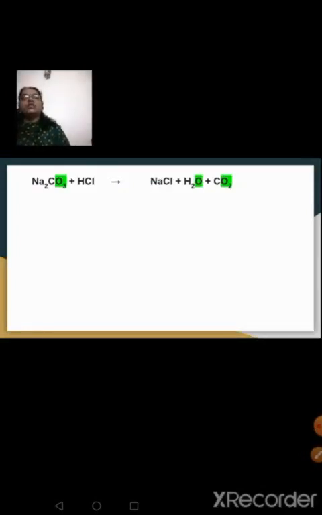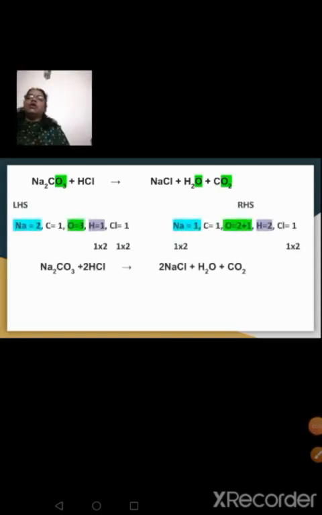First we have to see whether the equation is balanced or unbalanced. What you have to do for that, you have to count the number of atoms of elements that are shown on the left hand side as well as on the right hand side. See here, I have written on the LHS, what are the elements found? You have sodium. In carbonate you have carbon and oxygen, and in hydrochloric acid you have hydrogen and chlorine. On the right hand side, in NaCl you have sodium and chlorine. In H2O you have hydrogen and oxygen. In carbon dioxide you have carbon and oxygen.